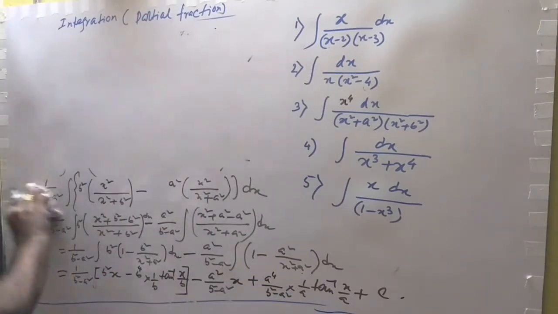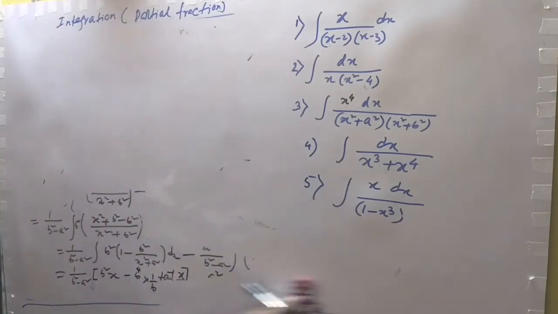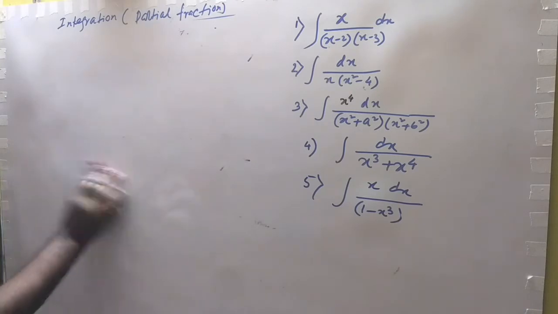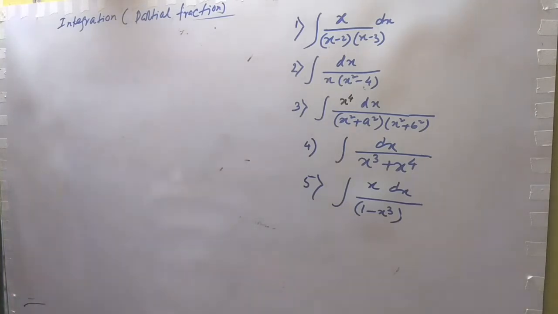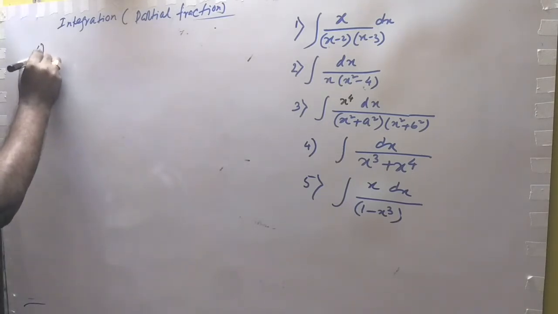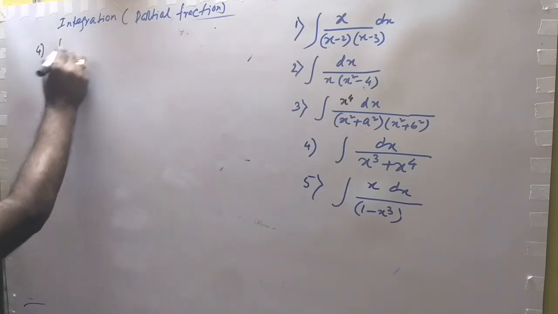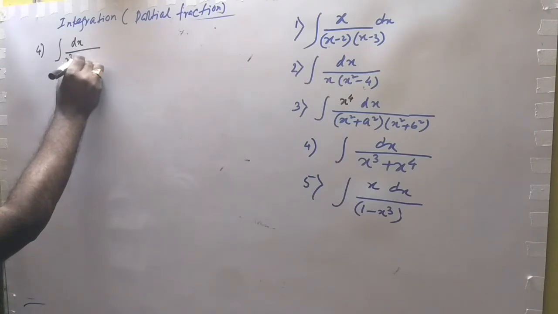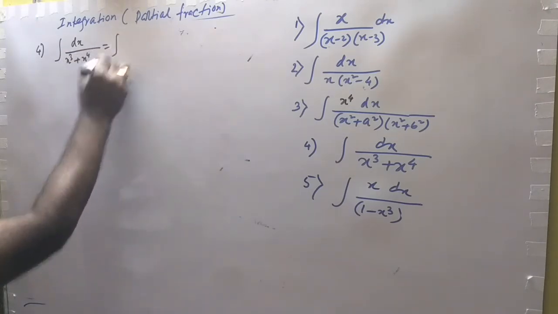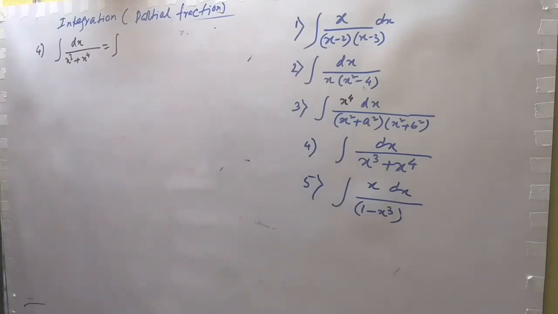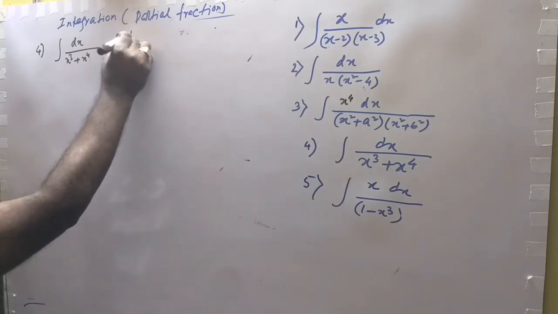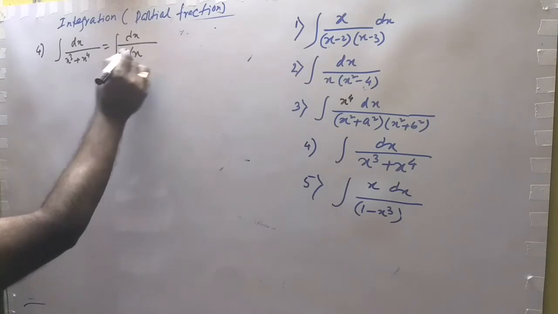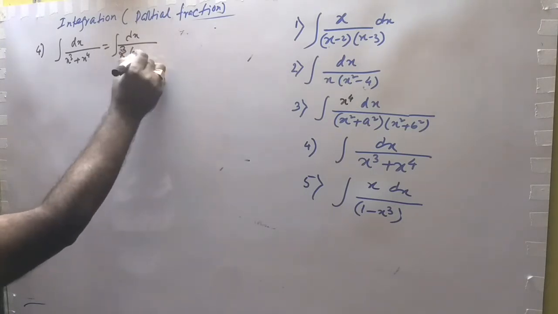Question number 4. In question number 4, see, dx by x cube into x plus 1. Always, you should always factorize the denominator part. So now, taking common x square, we get x cube, and x plus 1 is the other factor.